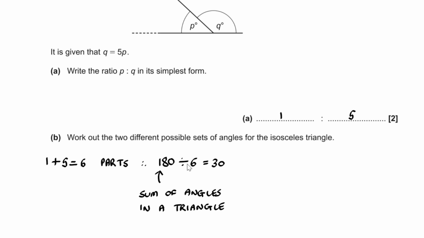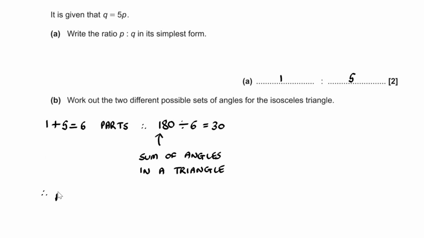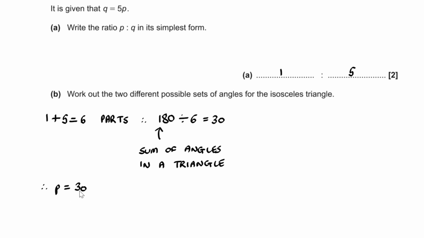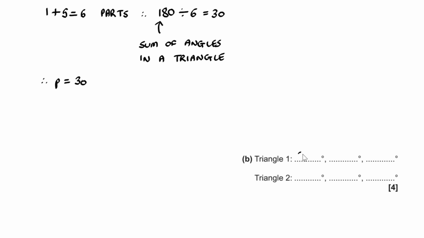So how does this help us? Well, what we can now do is conclude that P equals 30. So if P equals 30, we can have a 30 degrees and the other two angles, well, we'd have, in the first case, we'd have 30, and then the other two angles will be 180 take away 30, which is 150, and dividing that by 2, we get 75 for the other two. So we've got 30, 75, and 75.